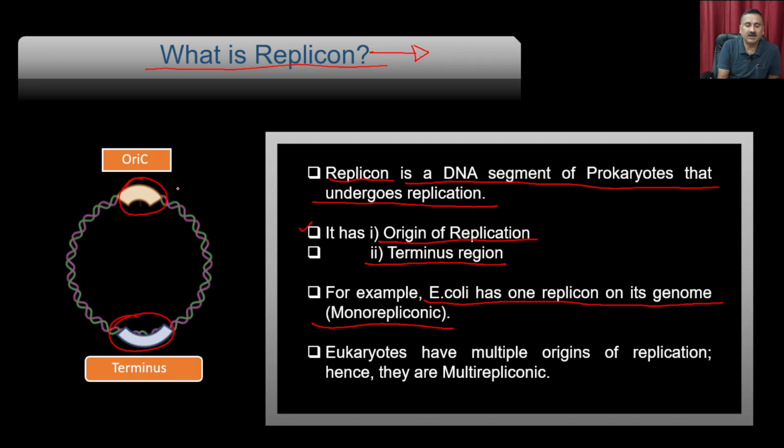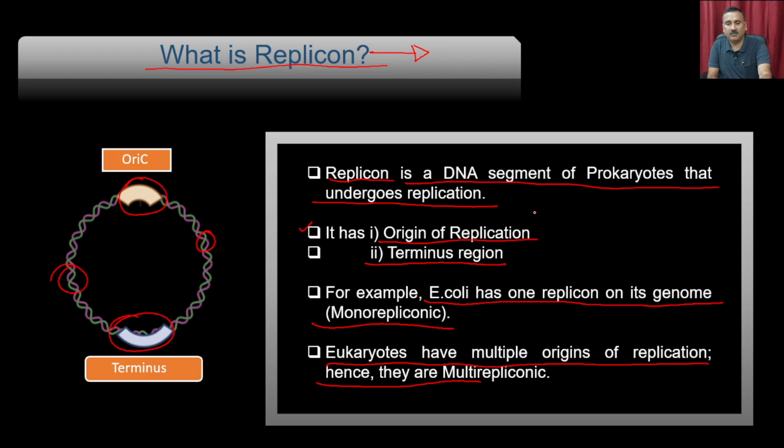Whereas the eukaryotes have multiple origins of replication, hence they are multi-repliconic. So, if it is a eukaryotic genome, then you may have multiple origins of replication. Why is it so? Because the eukaryotic genomes are big compared to the prokaryotic genome. So, they cannot afford to go with a single origin of replication, so that by the time the replication is over, they can also have the synthesis and the other kinds of preparations.